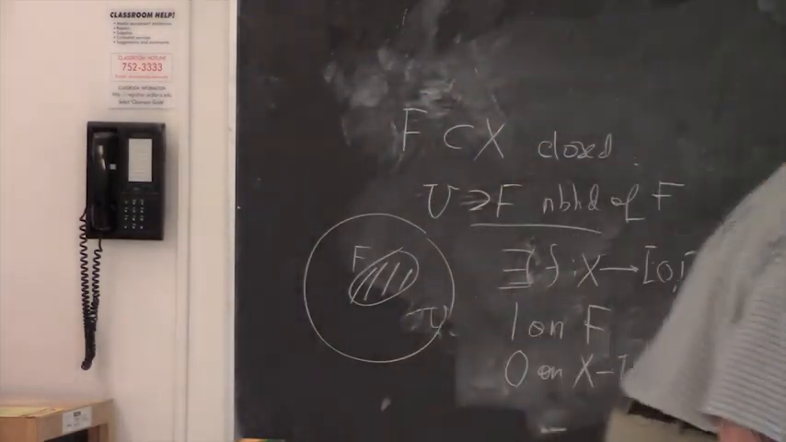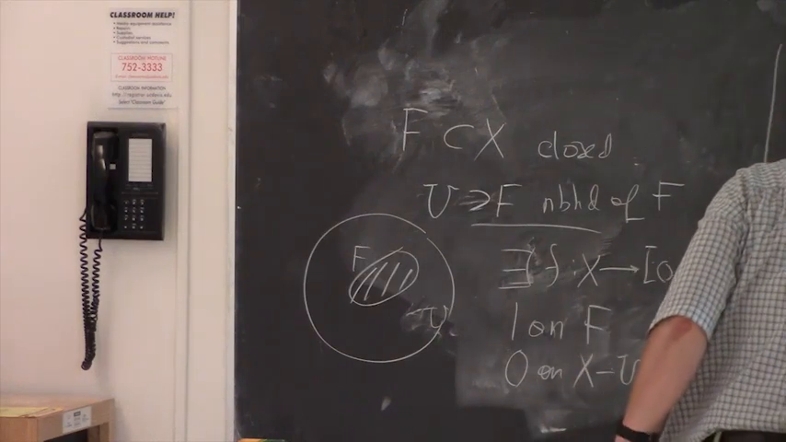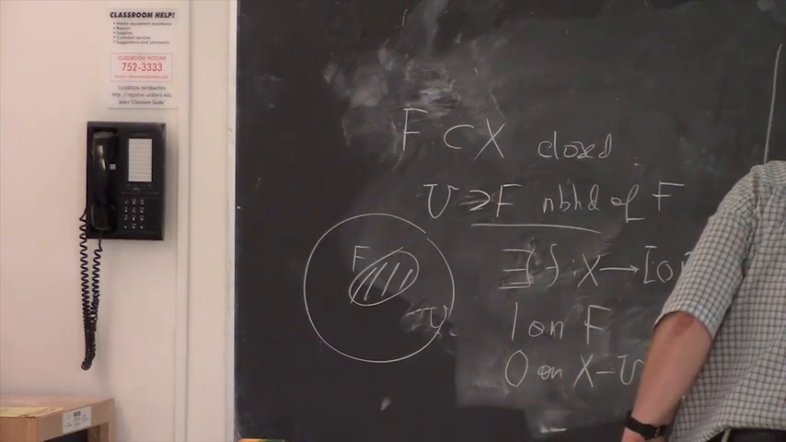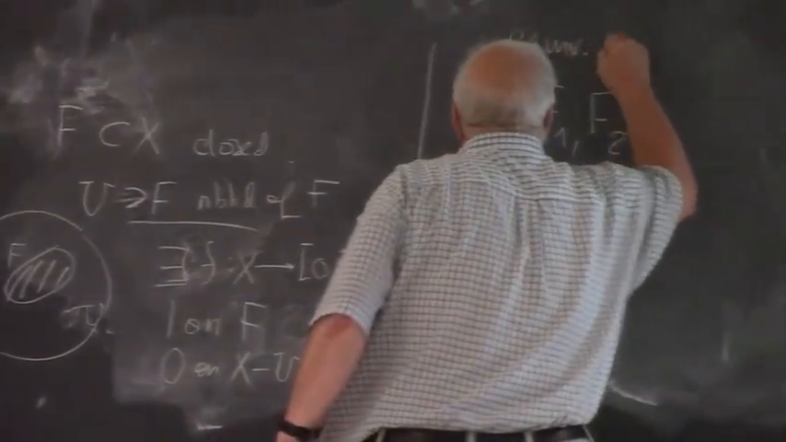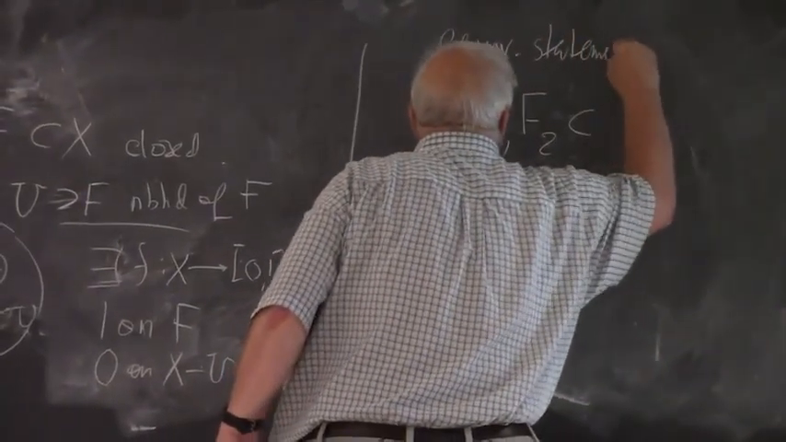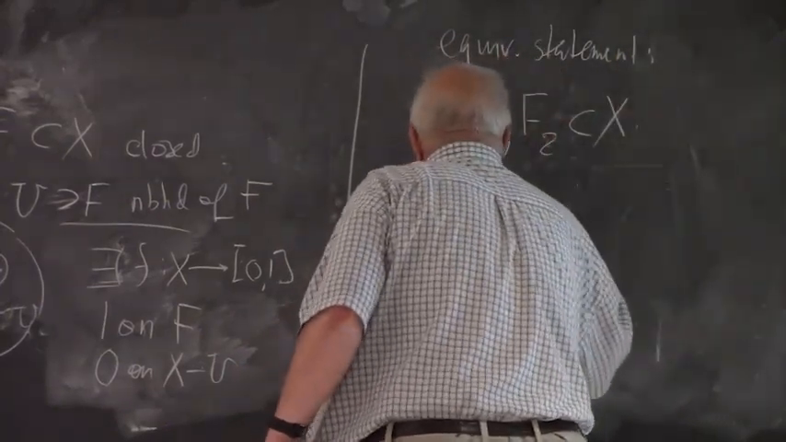It can be formulated in a more symmetric way. Assume that you have two closed sets. So, equivalent statement. We have two closed sets which are disjoint.